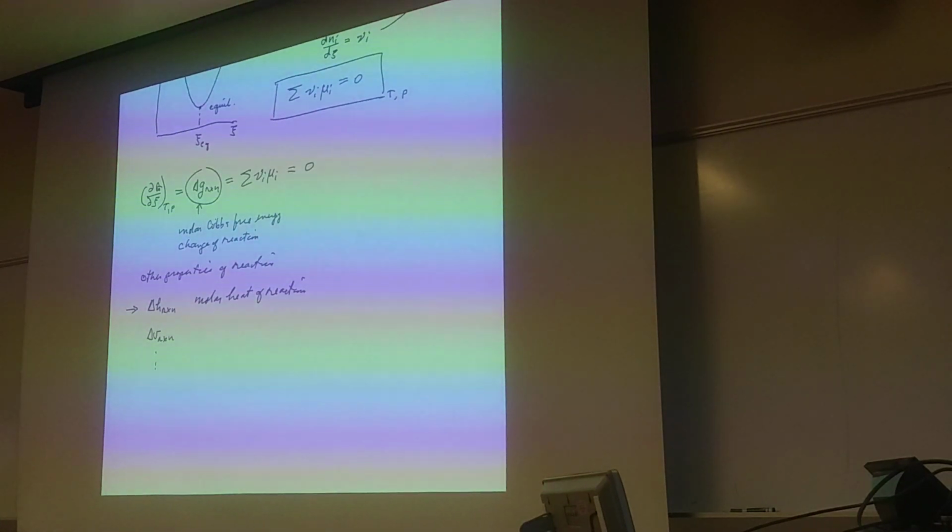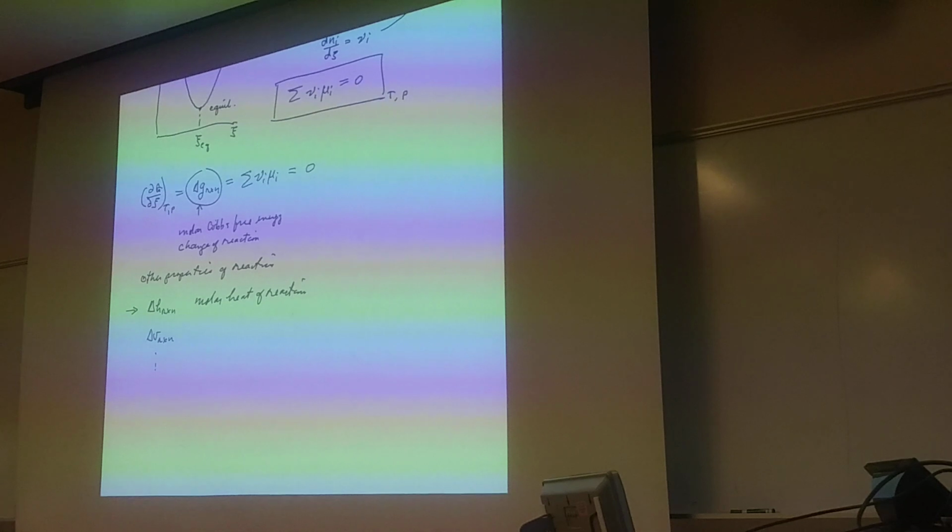Did everybody get all of that before I flipped it off? Yeah. Did you say that the delta properties of reaction are defined as the partial of G with respect to ξ at constant T and P? That would be correct. Okay. Yeah.